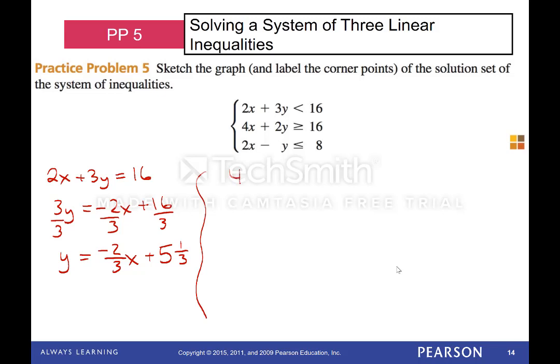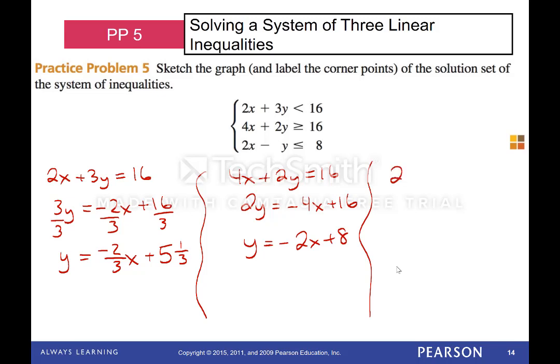All right, the other 2 inequalities are a lot easier because everything turns out to be integers. So subtract 4x from both sides, gets you negative 4x plus 16. Divide by 2. And how about a negative 2x plus 8? All right, and the other side, let's see, 2x minus y equals 8. Subtract the 2x from both sides, you still have the little negative y on the left-hand side. So let's just change all the signs on each of the terms.